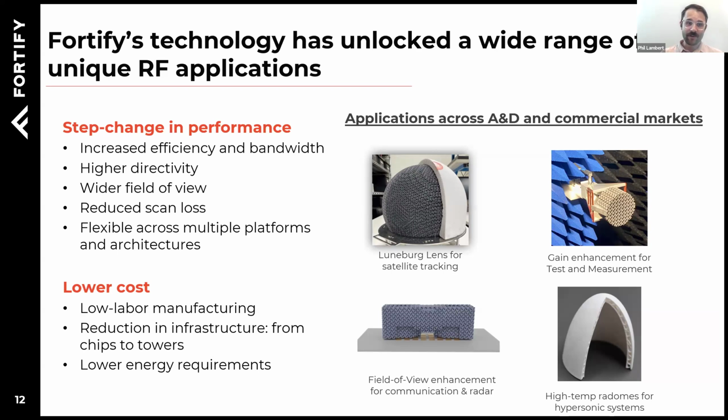Wider field of view, which I'll talk about in a little bit more detail in an upcoming slide. And then similarly, reduced scan loss, where you may not necessarily be looking for a wider field of view, but instead maintaining your field of view and reducing your scan loss component. And then, of course, introducing lower cost here. So this technology is low labor manufacturing. And when you're introducing these types of lenses into your systems, there are benefits that you can take advantage of, such as reducing the number of chips in your phased array system, or reducing the number of towers that you need to cover a sector. And I'll show you in a couple slides here how these lenses can achieve these types of benefits.